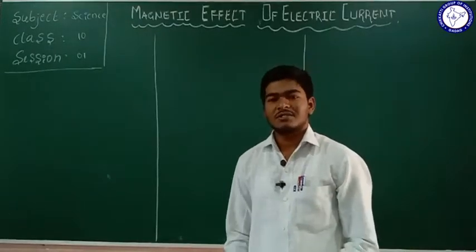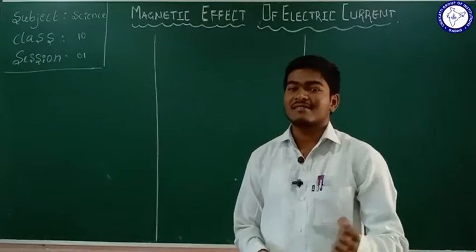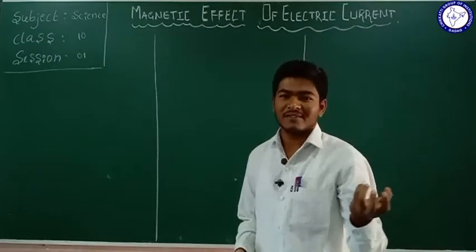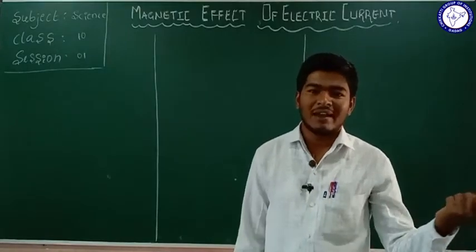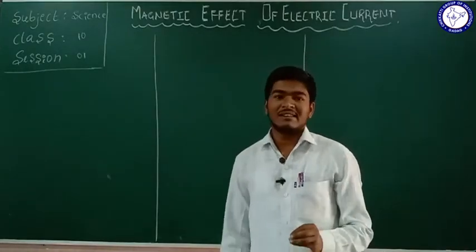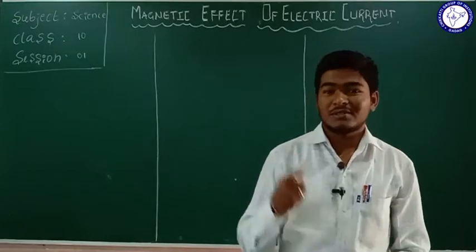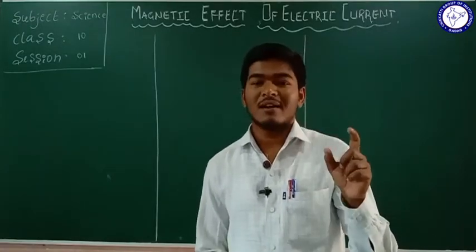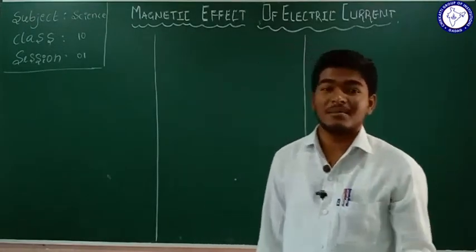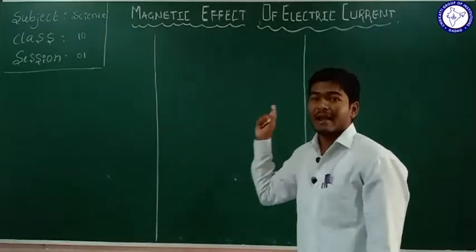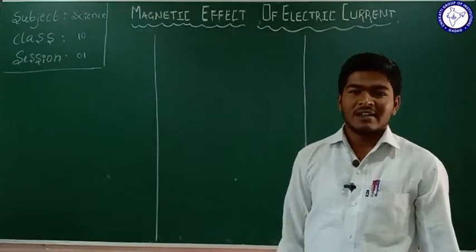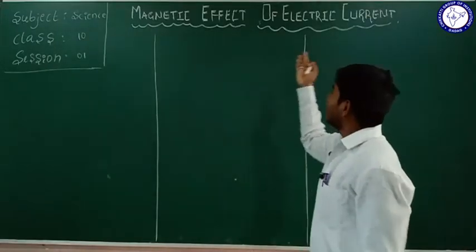In the last session, under the chapter of electricity, we discussed the properties of electricity and some of the laws of electricity, that is Ohm's law, isn't it? Now in this session, we are going to start one very important lesson for your examination and also for your future studies, that is the magnetic effect of electric current, isn't it? So, the magnetic effect of electric current.